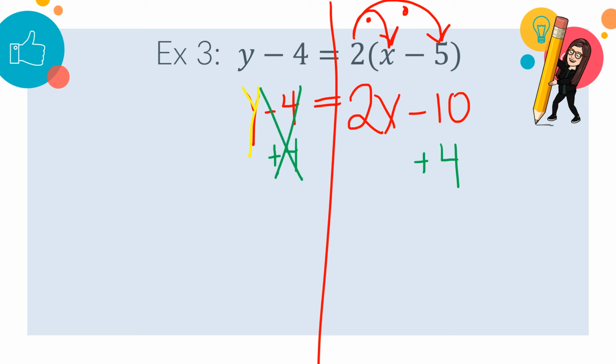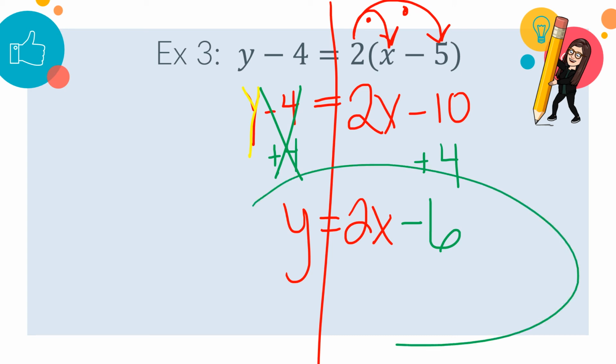So on the left side, those are opposites. They go away. The y falls down. The 2x falls down, but I can only add 4 to the negative 10. So that gets me to a negative 6. So again, adding and subtracting only to the like term. Multiply and divide to everything. The y is by itself. I now know my new rule.